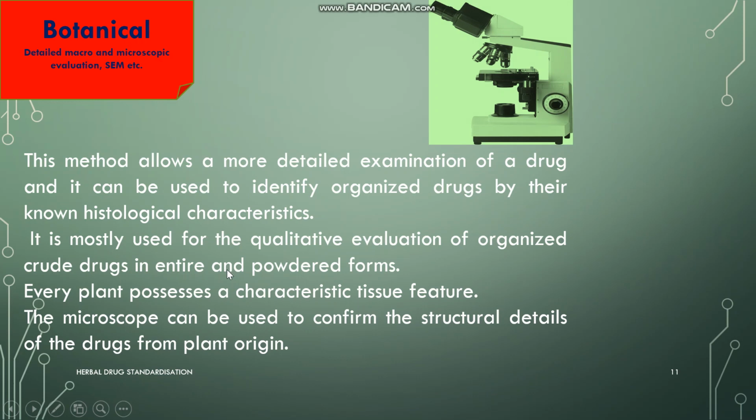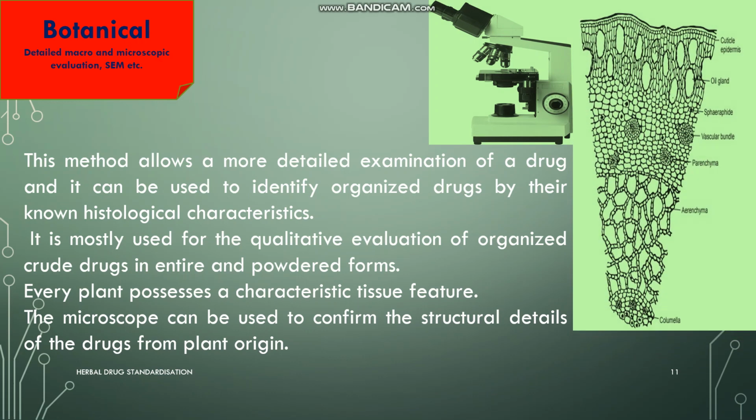And in botanical examination, we know, yes, the internal structure that we'll be able to see with the help of the microscope. So this method allows a more detailed examination of a drug, and it can be used to identify the organized drug by their histological character. So we have to focus upon the plant tissues like parenchyma, collenchyma, sclerenchyma, etc.